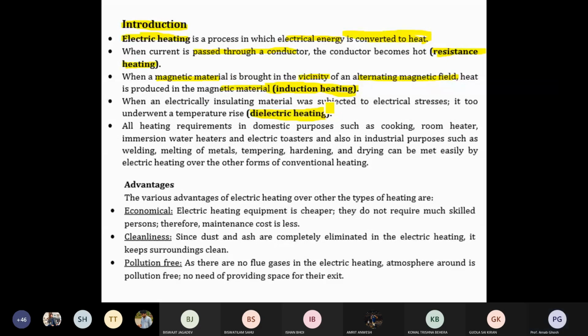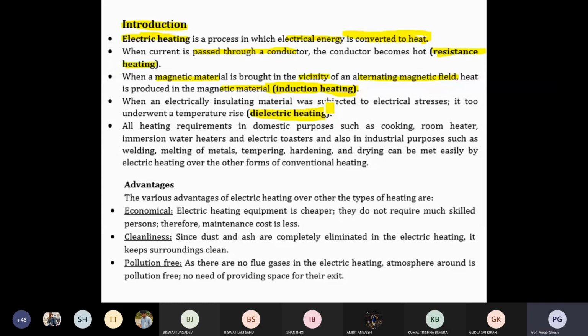So what are the most important advantages that we need to know about electric heating? The first advantage, as written, is that electric heating over other types of heating is economical. Then cleanliness, which is most important: economical, clean and pollution free. Then maintenance work, where the maintenance cost is less.